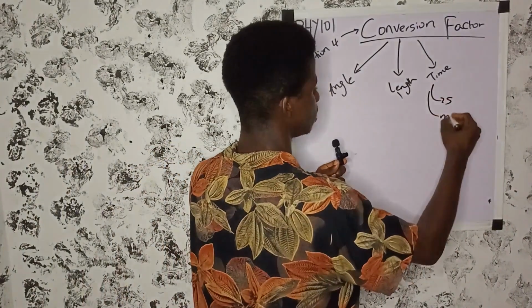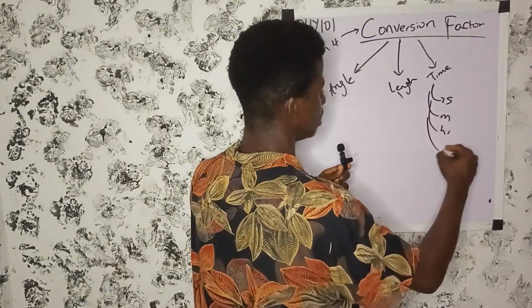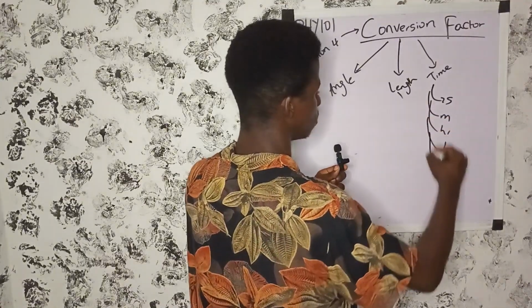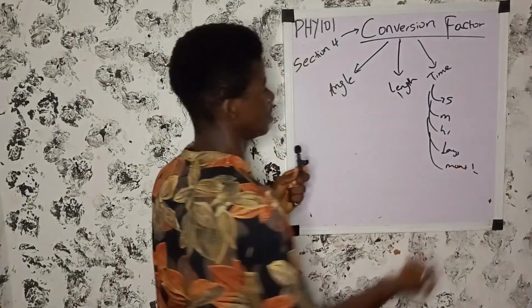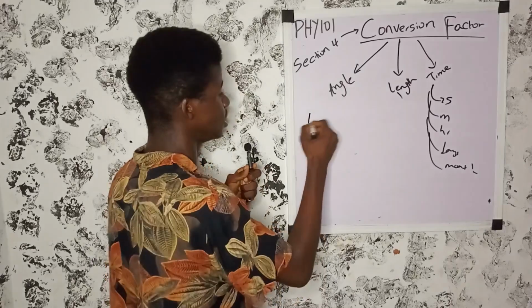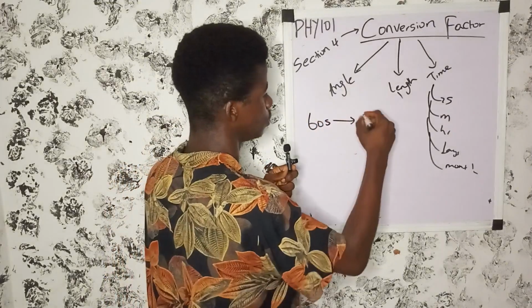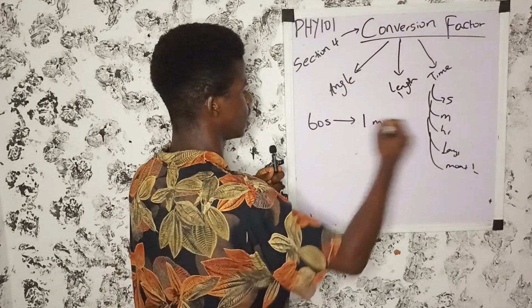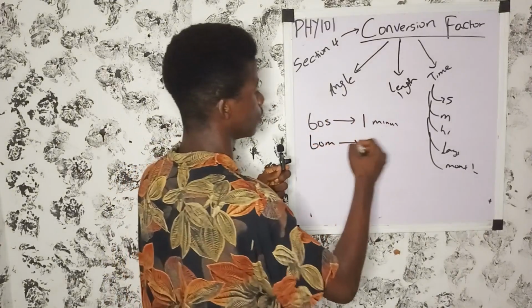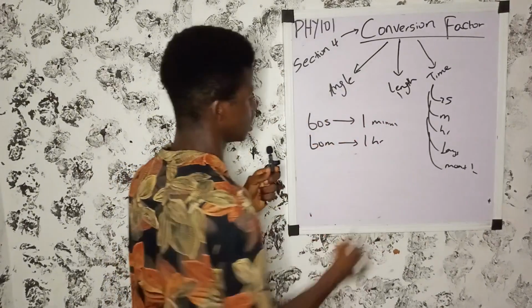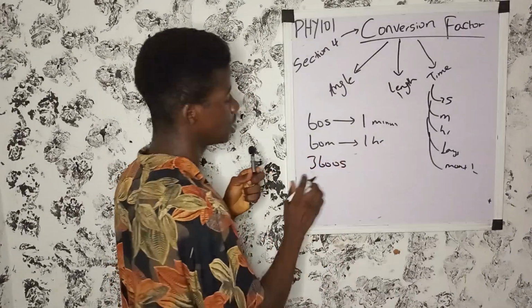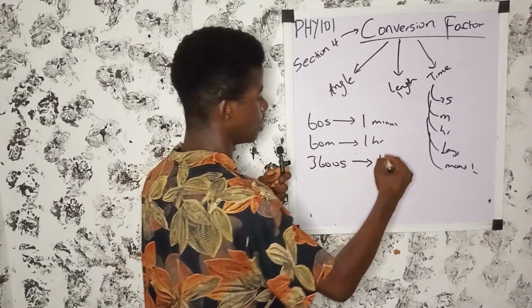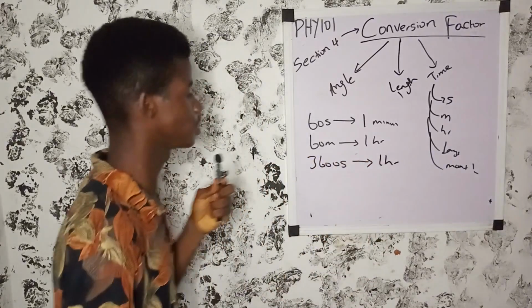We have minutes, we have hours, we have months, etc. Okay, you guys know this one. 60 seconds makes 1 minute. Then 60 minutes make what? Make 1 hour. Yes. Then 3,600 seconds makes what? Makes 1 hour. Okay, please take note of this.